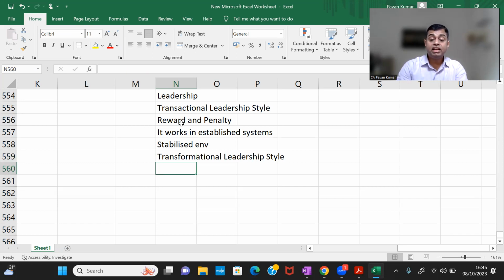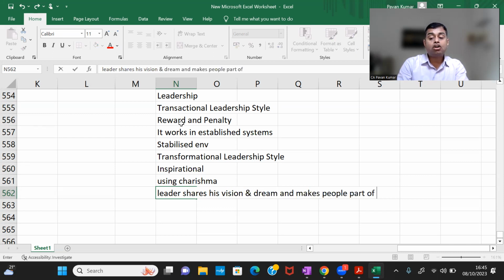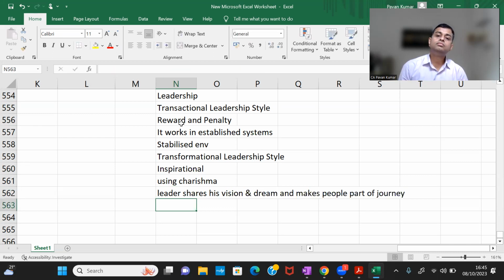Transformational leadership style is inspirational. Using charisma, the leader shares his vision and dream and makes people part of the journey. Then people are looking up to the leader and say, yes, we will come with you. We will fight for you.